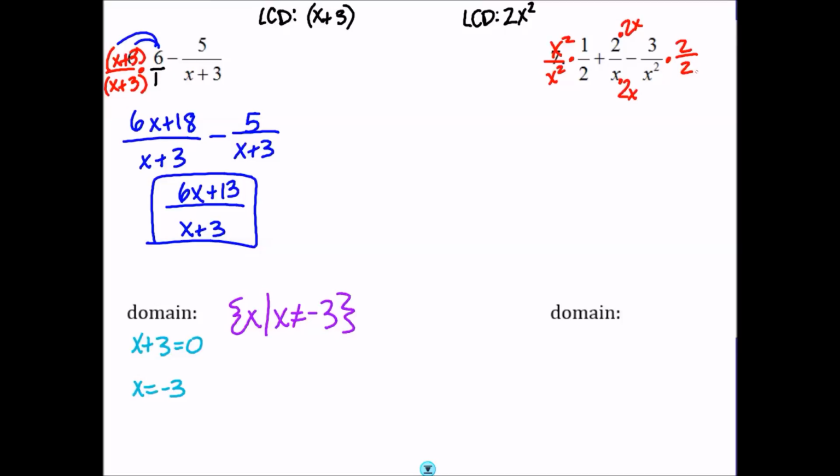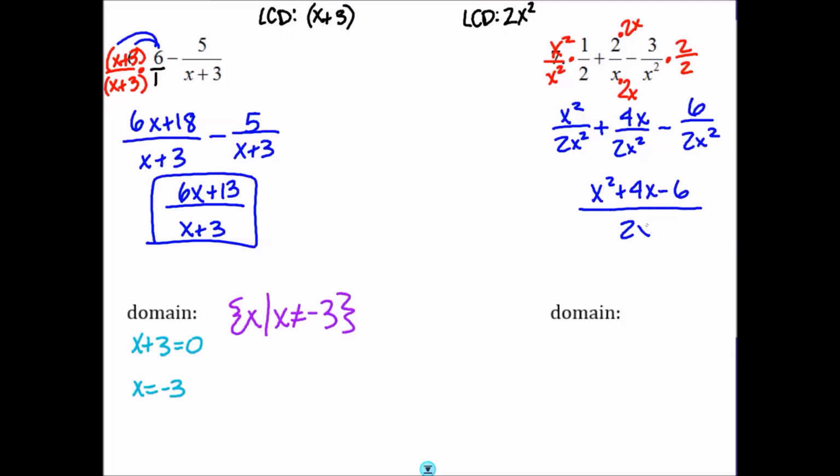So now we can go ahead and multiply. First fraction ends up being x squared over 2x squared. The second fraction is 4x over 2x squared. Then the third fraction is 6 over 2x squared. So now we can just go ahead and add and subtract. So we end up with x squared plus 4x minus 6 all over 2x squared.